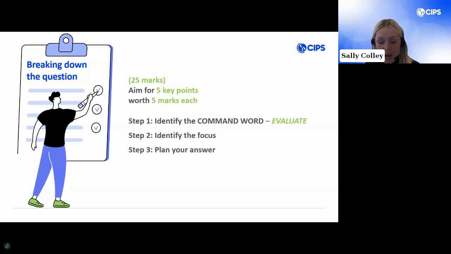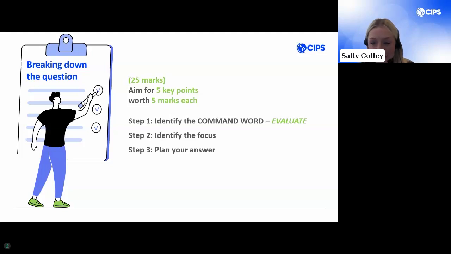So using the marks as a guide as well, we know this is a 25-mark question, which is a great approach around this would be to plan 5 well-developed points, each worth 5 marks. And that would be a good aim for you when you're practicing different questions as well. A 20-mark question would be 4 points, each worth 5 marks.